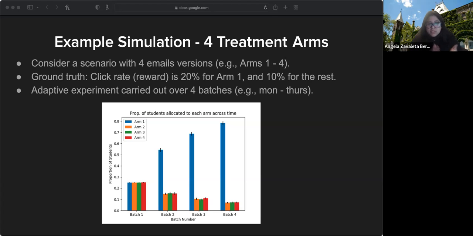Now, this was a simulation. Real world data is not always as pretty. We are going to go through some interesting experimental designs that we have been exploring.